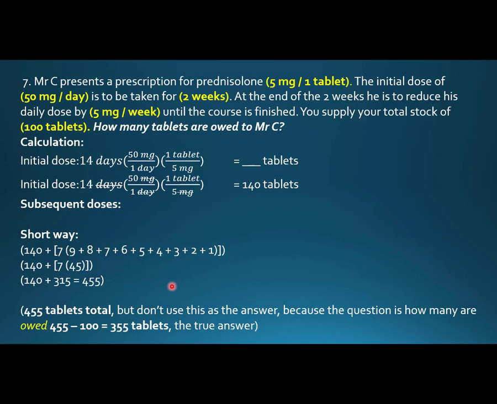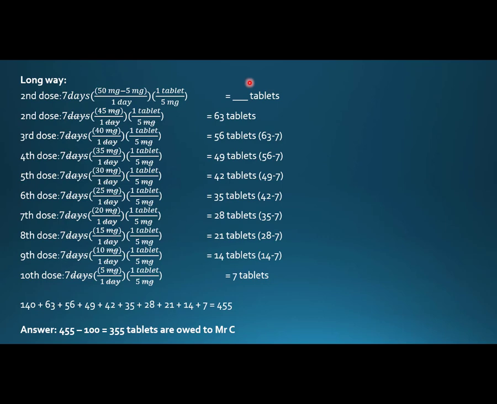But if you're stressed and you just can't wrap your head around what's going on every week, sometimes the more methodical answer actually works out to be okay, because you're still making progress. You're not muddled and stopped with it. So I'll show you the longer way to do this. So the second dose is going to be 7 days, and 50 minus 5 over 1 day. 50 milligrams minus 5 milligrams over 1 day times 1 tablet per 5 milligrams gives us the number of tablets each time, just like we did before.